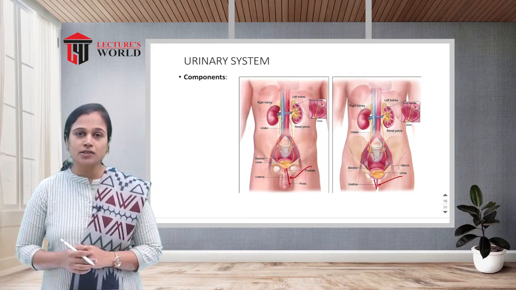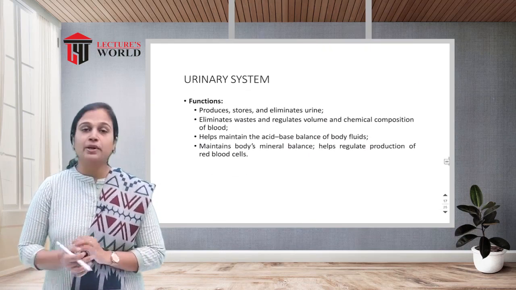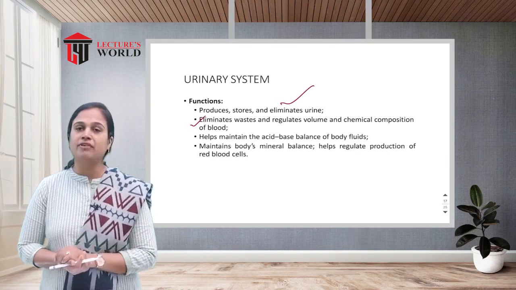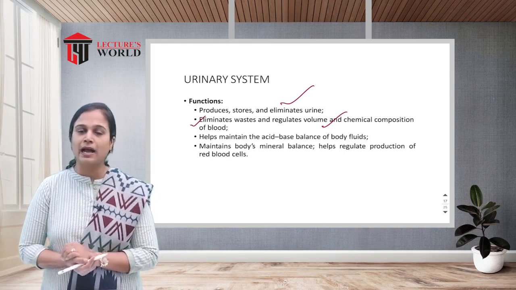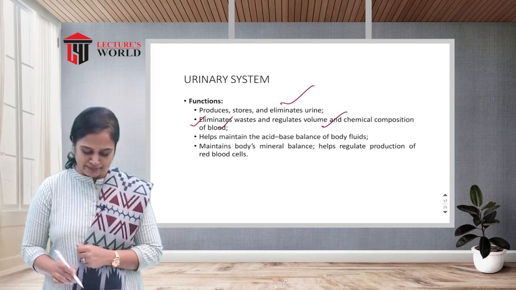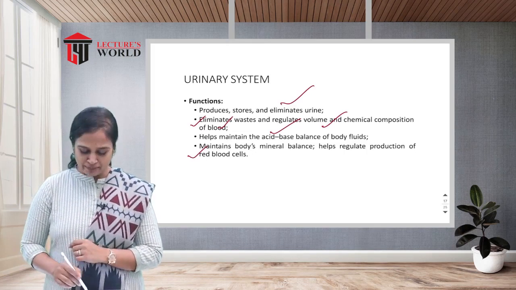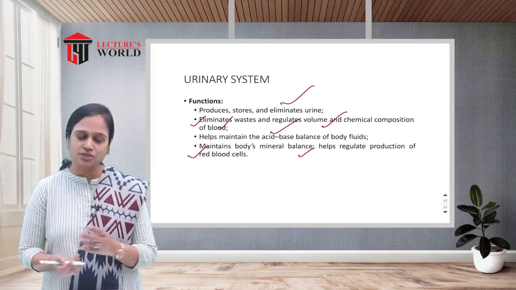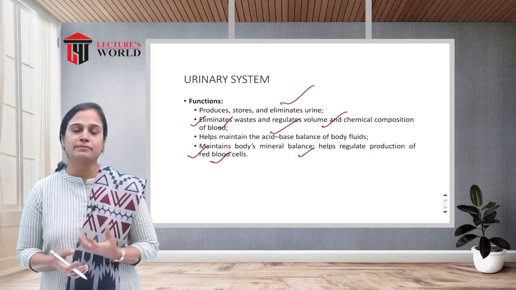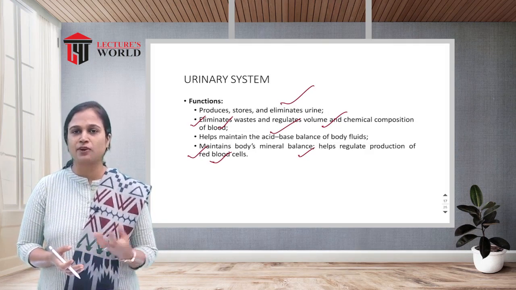So these are the organs of the urinary system. The function of the urinary system is that it produces, stores and eliminates the urine. It eliminates the waste and regulates the blood volume and the chemical composition of the blood. It helps to maintain the acid-base balance of the fluids, maintains the body's mineral balance, and helps to regulate the production of the red blood cells. So basically the urinary system is meant for the production of the urine, which excretes the waste products from the blood.